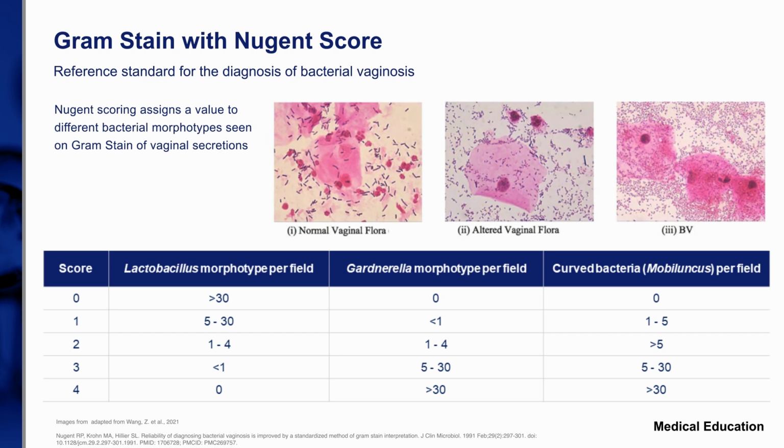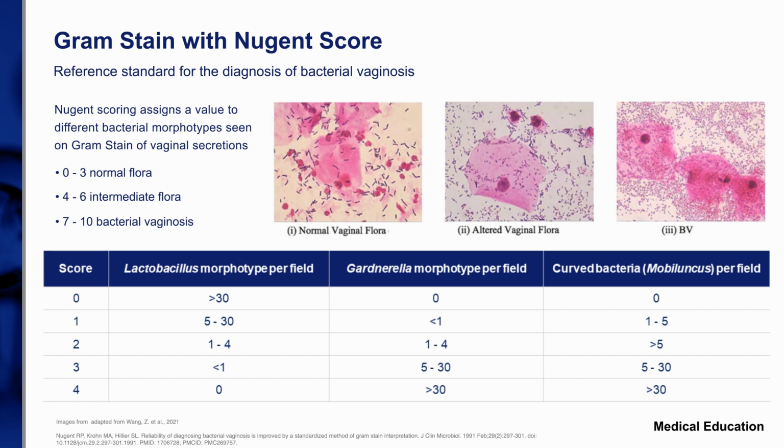The gold standard method for diagnosing BV is the Gram-staining method with Nugent score. In this method, the vaginal Gram-stain is assessed for the presence of large Gram-positive rods of Lactobacillus species, small Gram-variable rods of Gardnerella, and curved Gram-variable rods of Mobiluncus, another bacterium. A score of 0 to 3 is consistent with normal vaginal flora, 4 to 6 being consistent with an intermediate phase or an altered flora with an emergence of Gardnerella, and a score of 7 to 10 consistent with bacterial vaginosis.